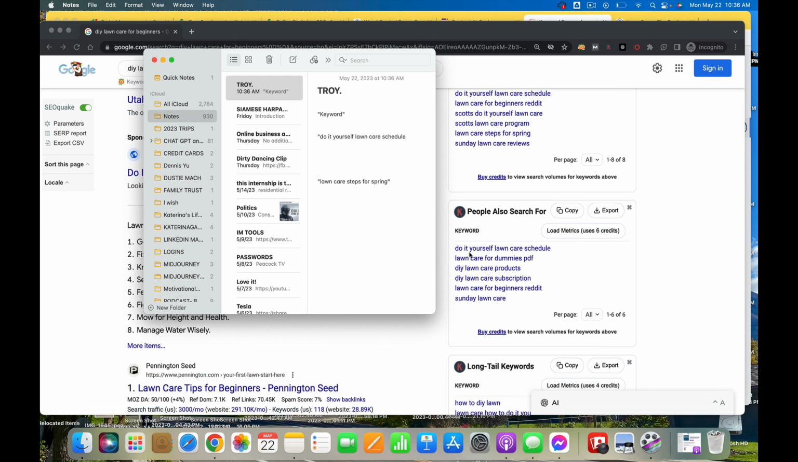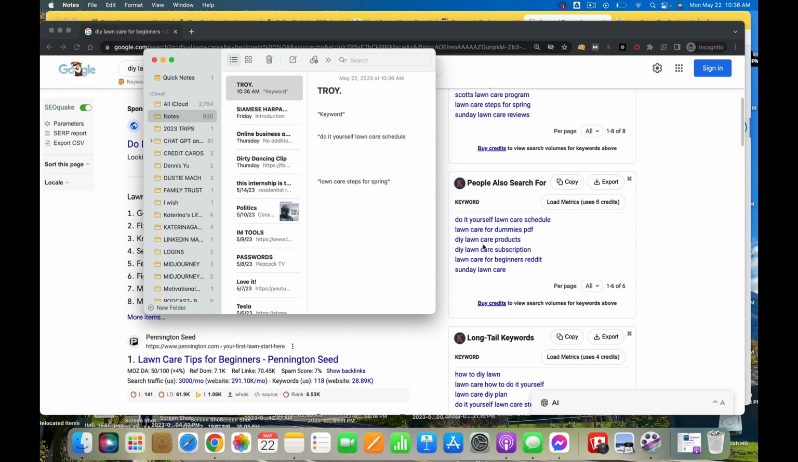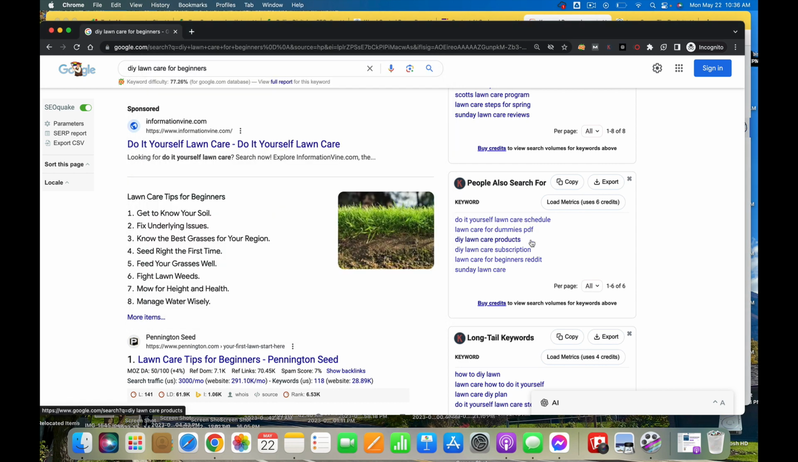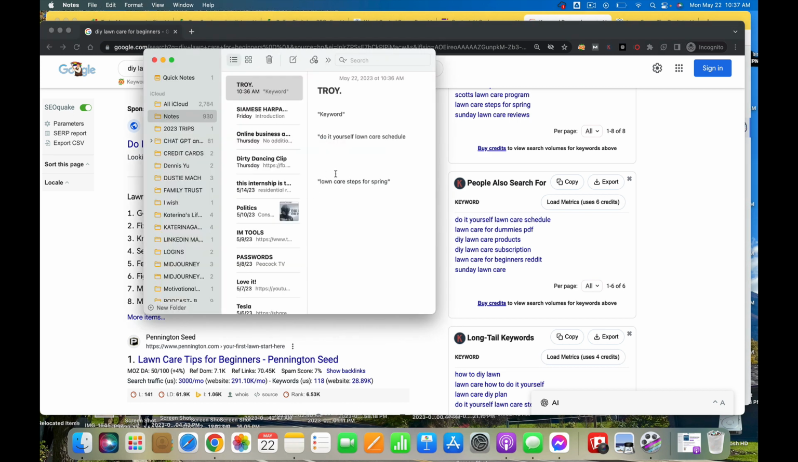And then people also search for do-it-yourself lawn care schedule. Okay, we got that. Lawn care for dummies, lawn care, DIY lawn care products. That's another good one. Lawn care subscription. Look, they actually search for that. So we want to put that in there definitely, because that's exactly what he sells, right? So we're going to put this on the list. DIY lawn care subscription. And we also wanted, oh, DIY lawn care products, which that's a good one too.